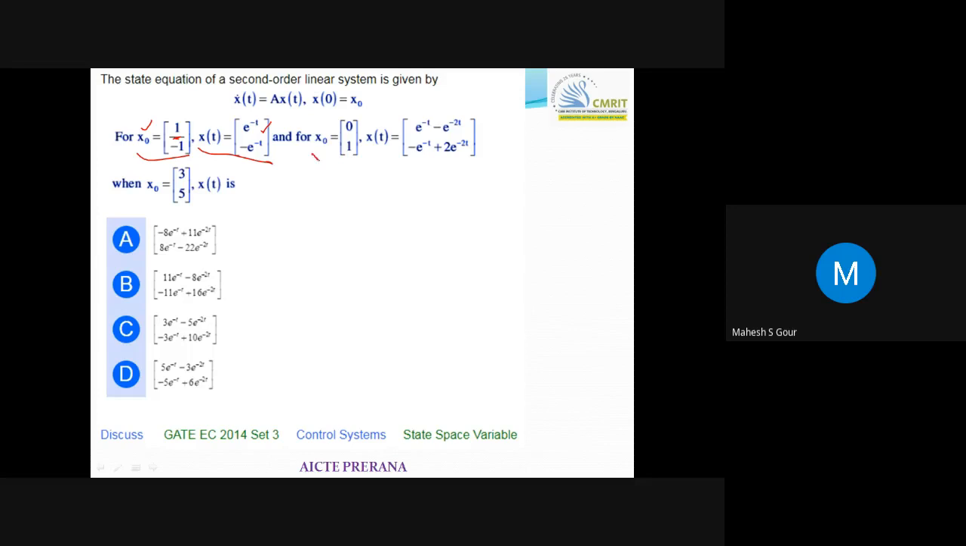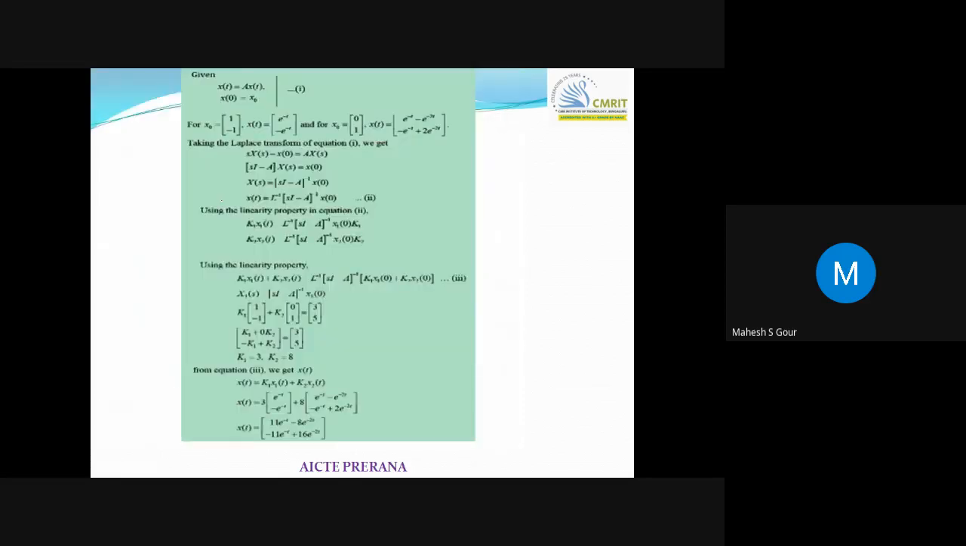Now when the initial condition becomes 0 and 1, it changed to x of t this. Now they are asking, if your initial condition is 3 by 5, what will be your x of t? So they have solved using the linearity functionality. That is k1 of t is equal to, I'll go directly because it's almost time up, right? So k1 into x1 of t is equal to Laplace inverse of (sI minus A) inverse into x1 of 0 into k1. See, I'm multiplying with k1.